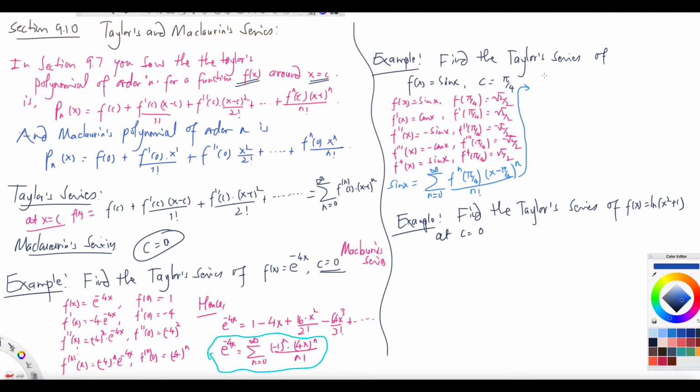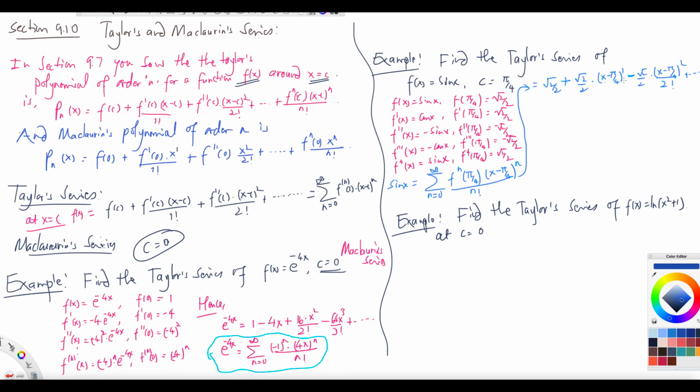You can write equals root 2 over 2 times x minus pi over 4 to the 0 over 0 factorial, that is just root 2 over 2. That is the first term, right? Plus, when you take n equals 1, what do you get? First derivative at pi over 4 is root 2 over 2 times x minus pi over 4 to the 1 over 1 factorial, so it will just stay 1, right? And then the next one is the second derivative term, right? You'll get a negative sign there, negative root 2 over 2, times x minus pi over 4 squared over 2 factorial, right? And then plus, and just continue that way.